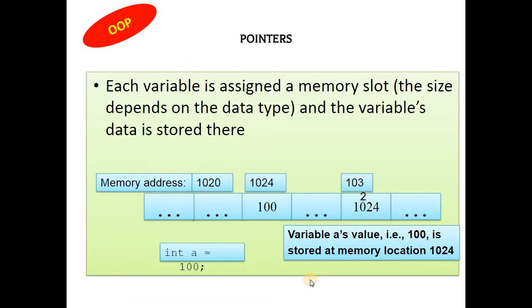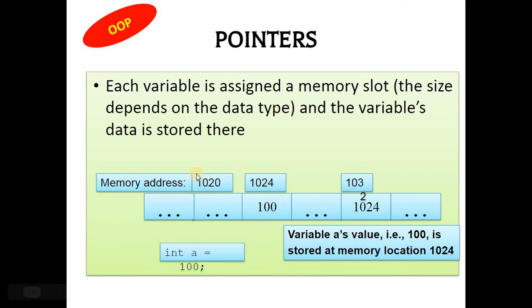Now let's turn towards pointers. Each variable is actually assigned a memory slot, and the size depends on the data type, and what is stored in that particular memory location is the variable's data.